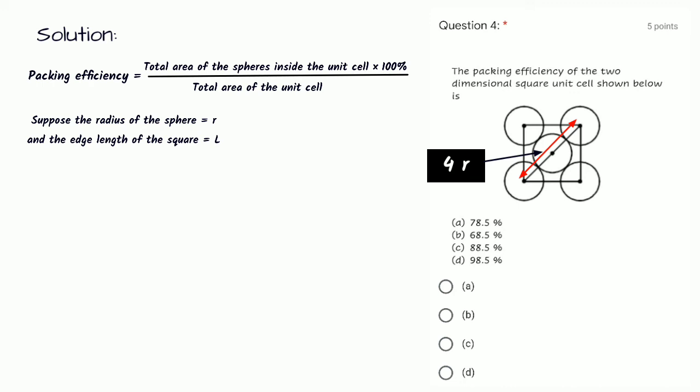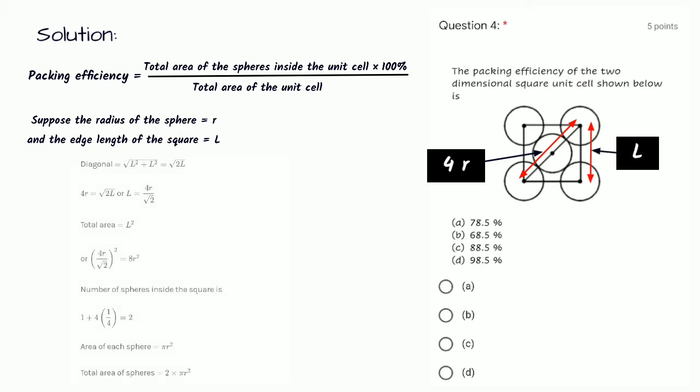Again, let's suppose the length of the edges of the square unit cell is capital L. Then the diagonal will be root over capital L square plus capital L square, which is equal to root 2 times capital L, by using the Pythagoras theorem. So 4r is equal to root 2 L, or capital L is equal to 4r by root 2. Okay, so what would be the total area of this square unit cell?